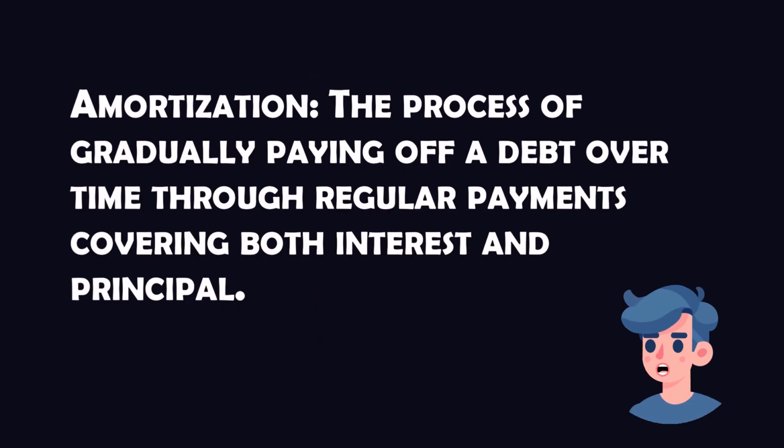Question 3. What is amortization? Amortization is the process of gradually paying off a debt over time through regular payments. These payments cover both the interest and the principal amount. For example, let's say you take out a $1,000 loan at a 5% annual interest rate to be paid back over 1 year. Your monthly payments would include both principal and interest, decreasing the principal balance over time.